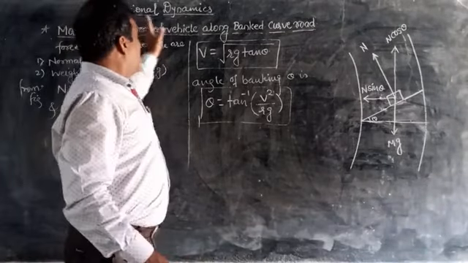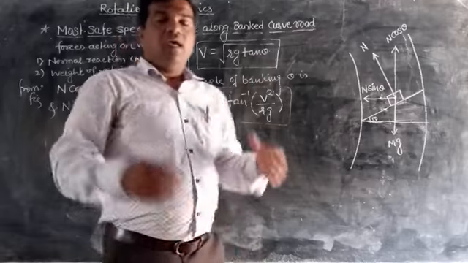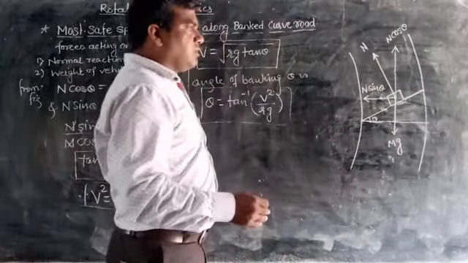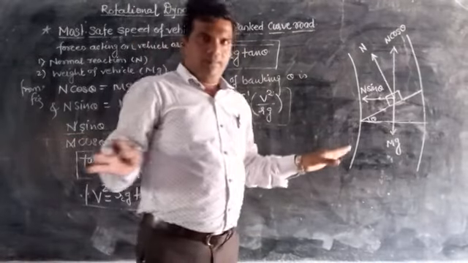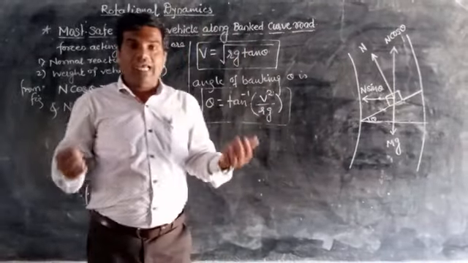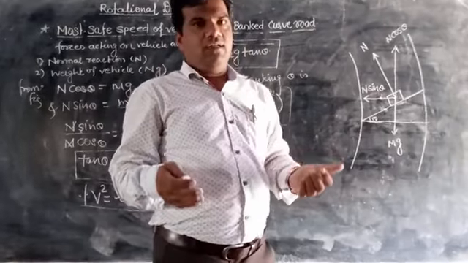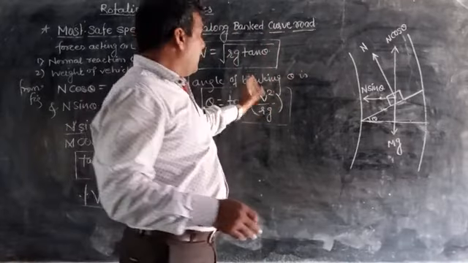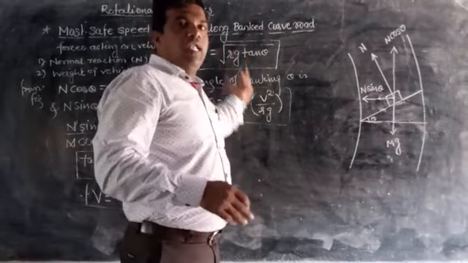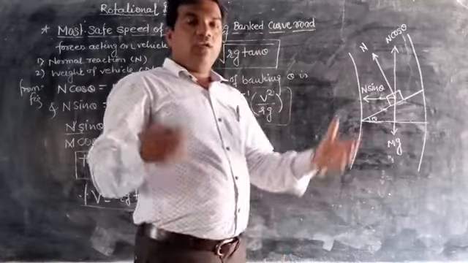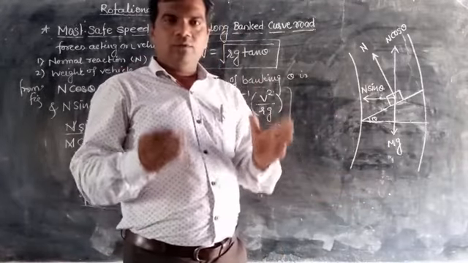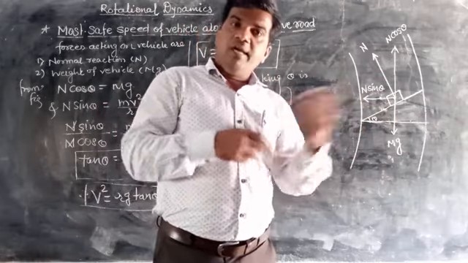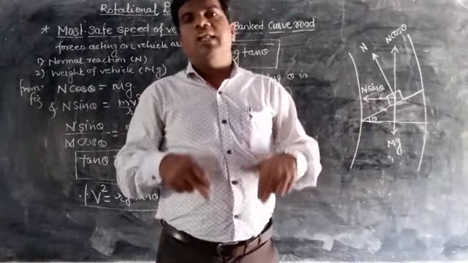Now this is most safe speed of vehicle. If the vehicle is driving with this most safe speed, then there is no problem. But sometimes the vehicle may be driven with the speed greater than this required speed or less than this required speed. Then what will happen? And therefore we have to derive here the speed limit for vehicle. Means it may be greater than this or it may be less than this.